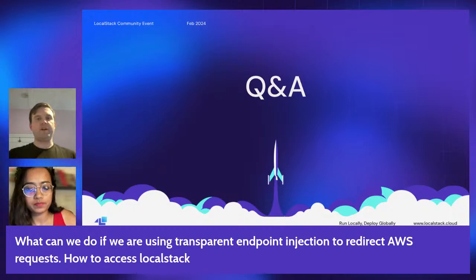But we provide more. If your SDK or your language, for example, doesn't support the AWS endpoint URL environment variable, then we implement transparent endpoint injection on our side as well. Our DNS server will intercept requests to find the IP address of AWS URLs as well as localhost.localstack.cloud, and it will redirect those.